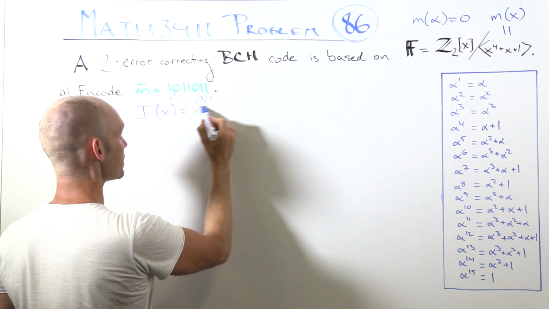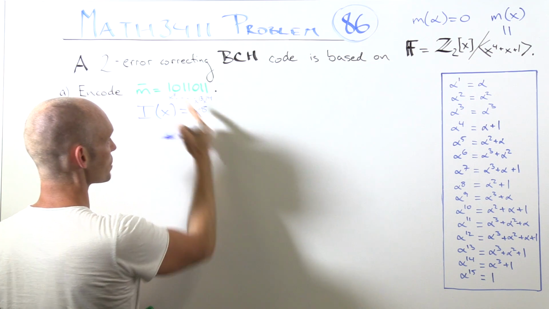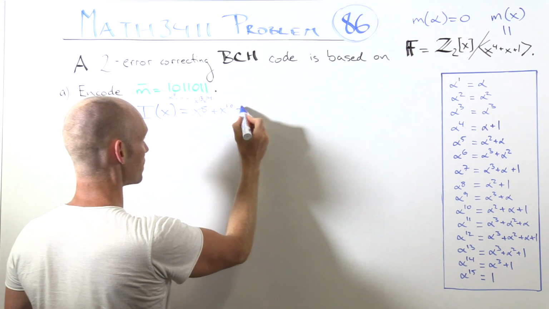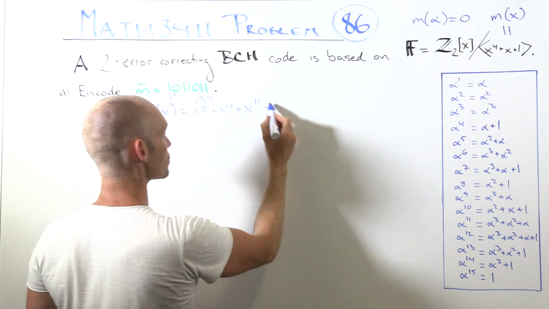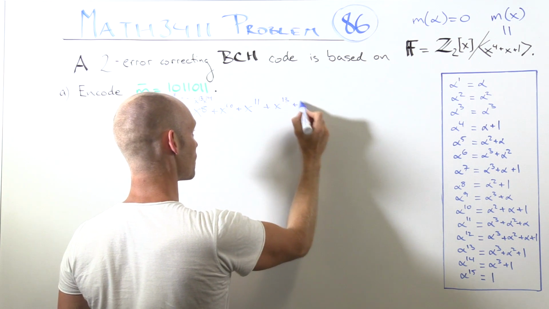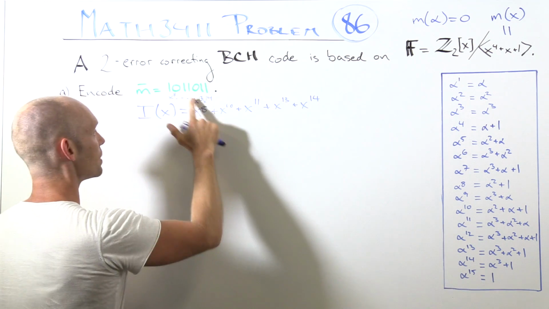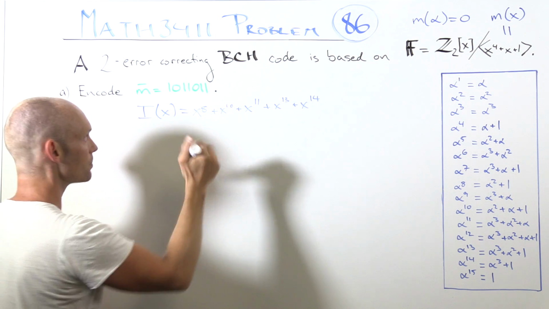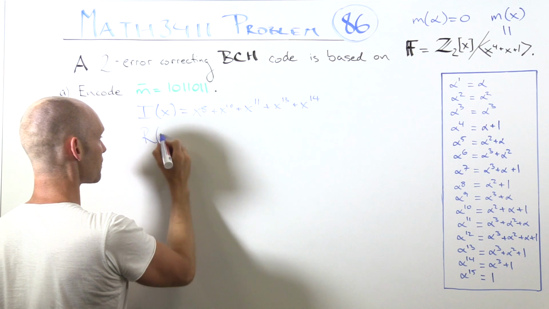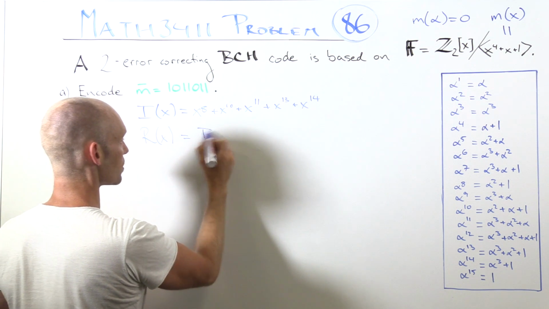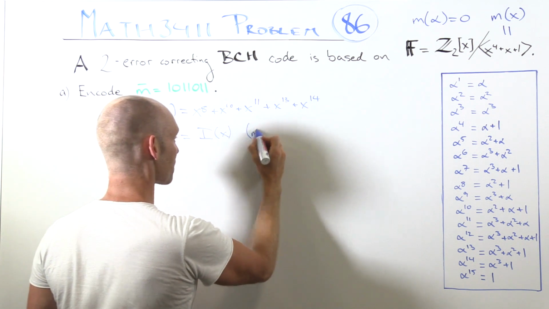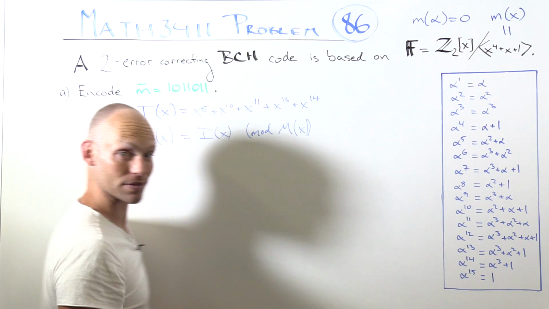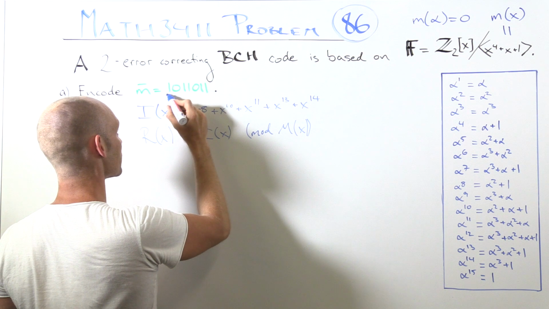So we have x to the power of 8 from that coefficient, 0 times x to the power of 9, but then we've got 1 times x to the power of 10 and 11, and no 12, but then 13 and 14. There we go. Okay, now we've found this polynomial, and now we have to find the check polynomial, which is this polynomial modulo a polynomial m of x. We don't know what m of x is at the moment, and we have to find that out.